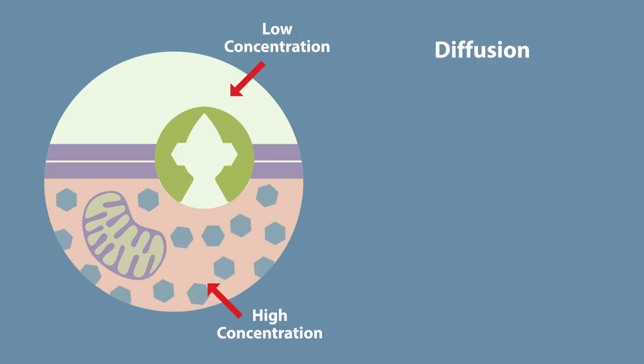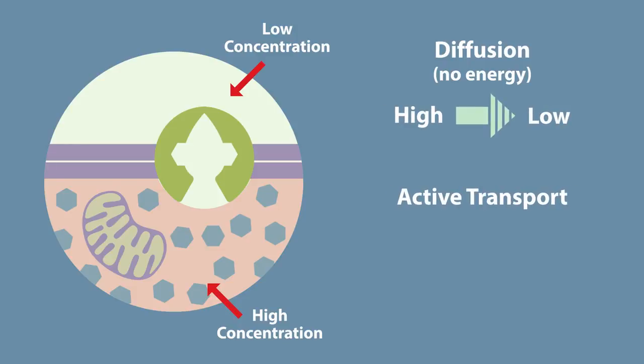See the difference with diffusion? No energy is needed because the molecules can just slide down the concentration gradient, whereas in active transport they are joining the crowd, and so more effort is needed, hence the ATP.